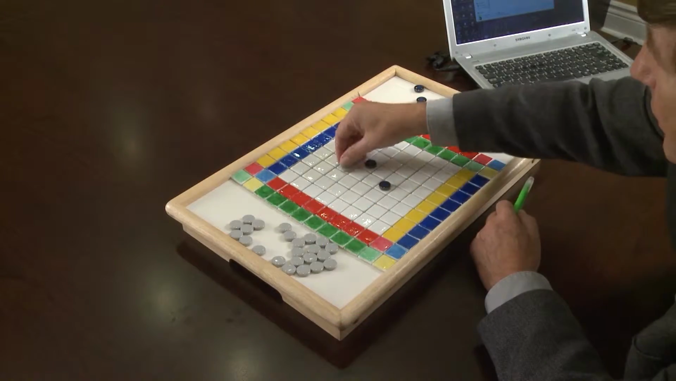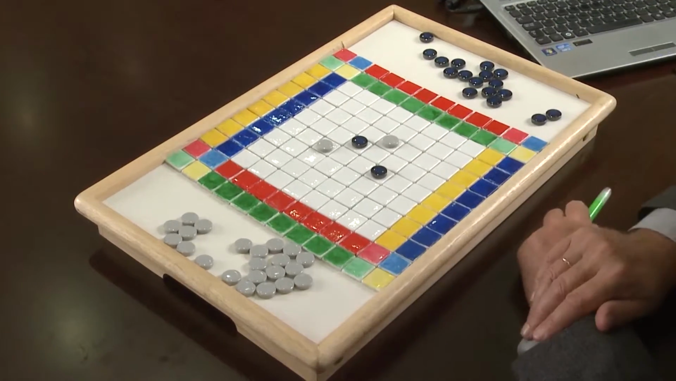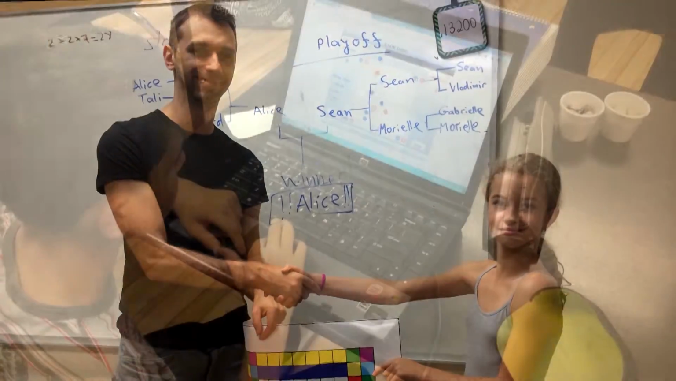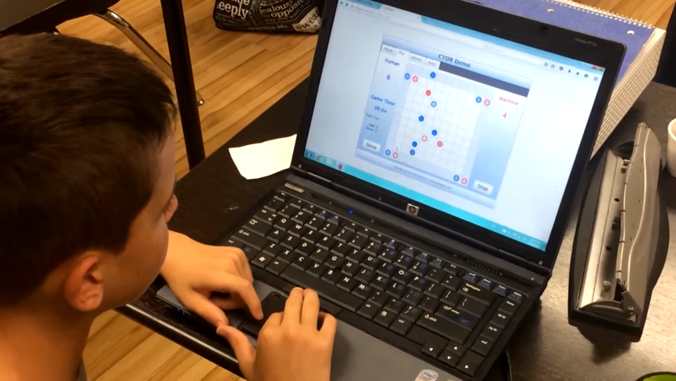During the first lessons, the students learn the rules of the CTOR game and hold a class championship using a table version of the game. In this part of the course, they play against a computer.